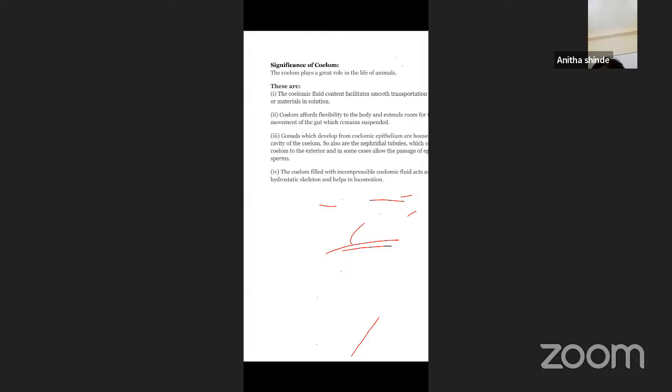So it has not come as it is. It has been developed from the ancestors. So how has it been developed? From which animal, and which is the first animal actually which has been identified, I mean, in which the coelom was identified? So all these things you should know.